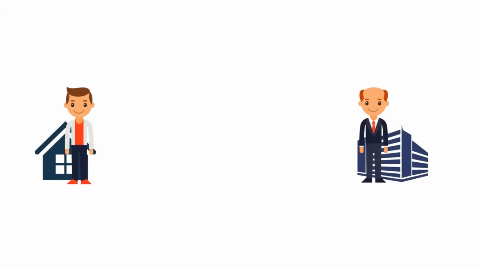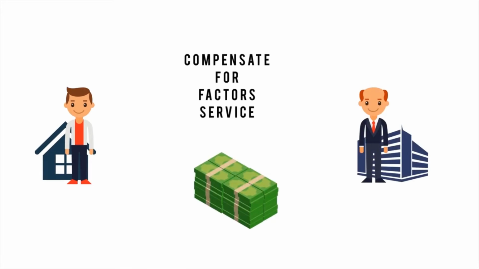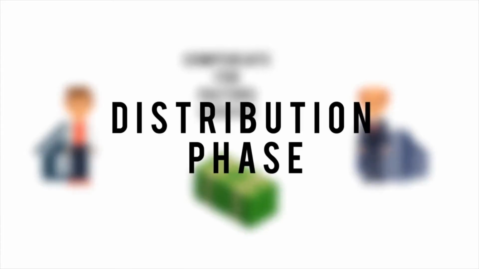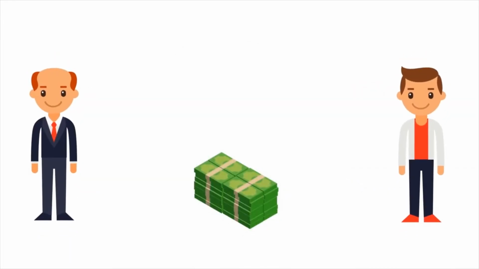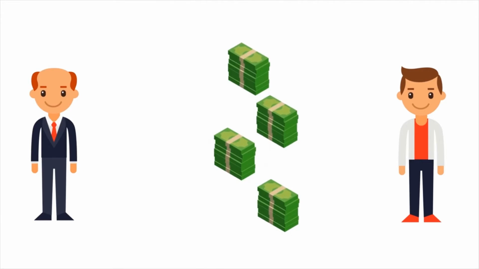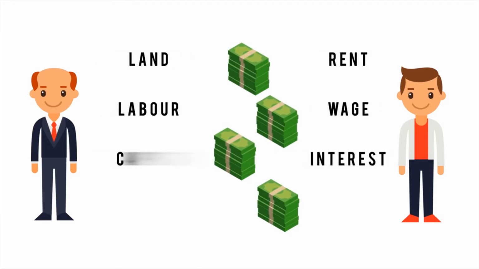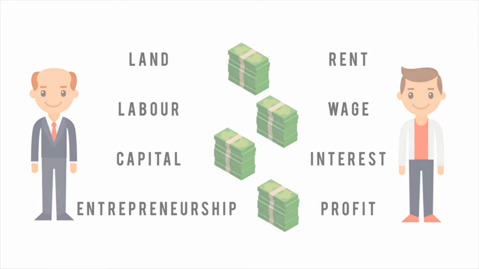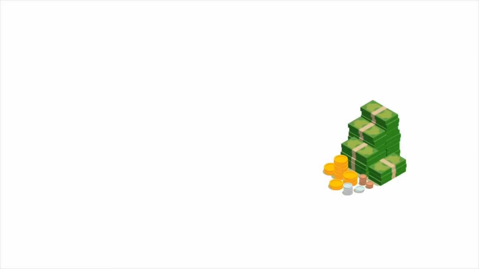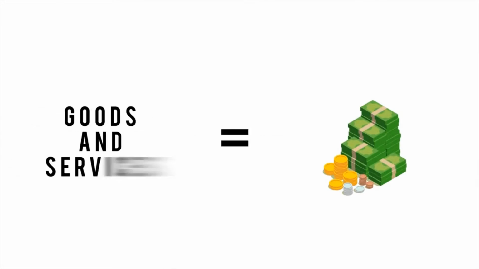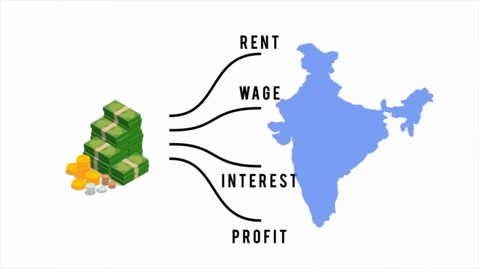Therefore the firms have to compensate the household for their services, and this forms the distribution phase, which is also called factor pricing, where the firm compensates the factor services, in the form of rent for land, wage for labor, interest for capital, and profit for entrepreneurship. Distribution is the study of how the national income, or the total income arising from what has been produced in the country, is distributed through salaries, wages, profits and interest.